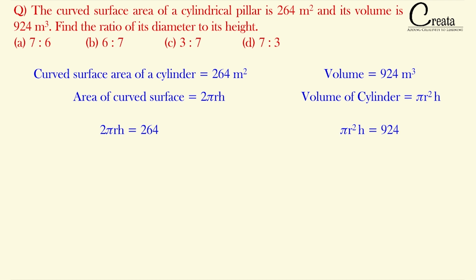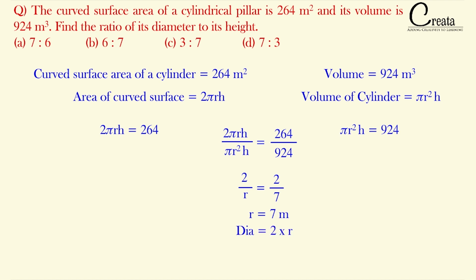And in the question, we have to calculate the ratio of diameter to its height. So, basically, we have to find the diameter, that is the radius of the cylinder, and we have to find the height of the cylinder. Let's approach the question. Let's divide both of these equations. On solving, we got the value of r, that is the radius of the cylinder, as 7 meter. We got the radius of the cylinder, so we can find the diameter, which is twice the radius, that is 7 into 2, that is 14 meter.